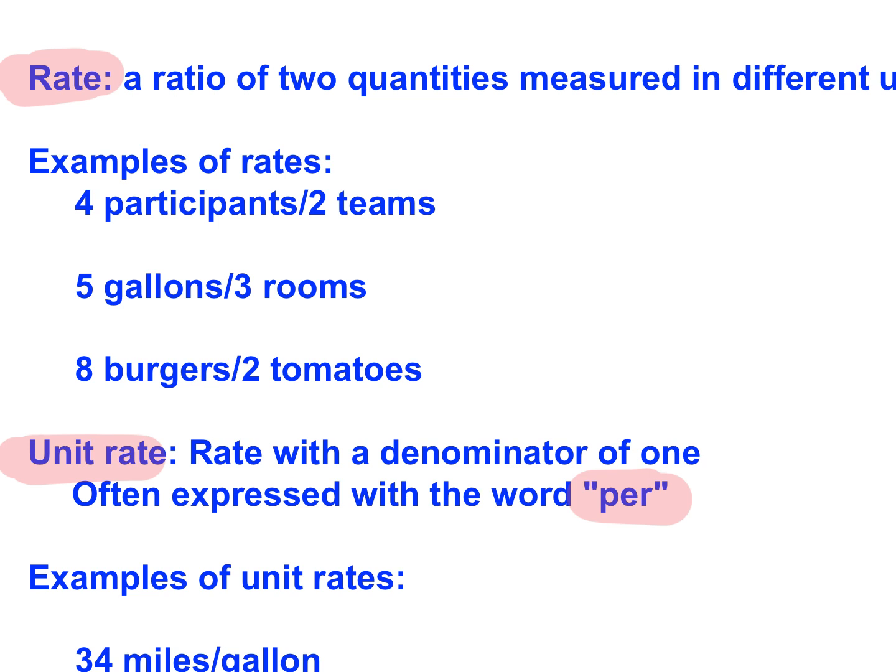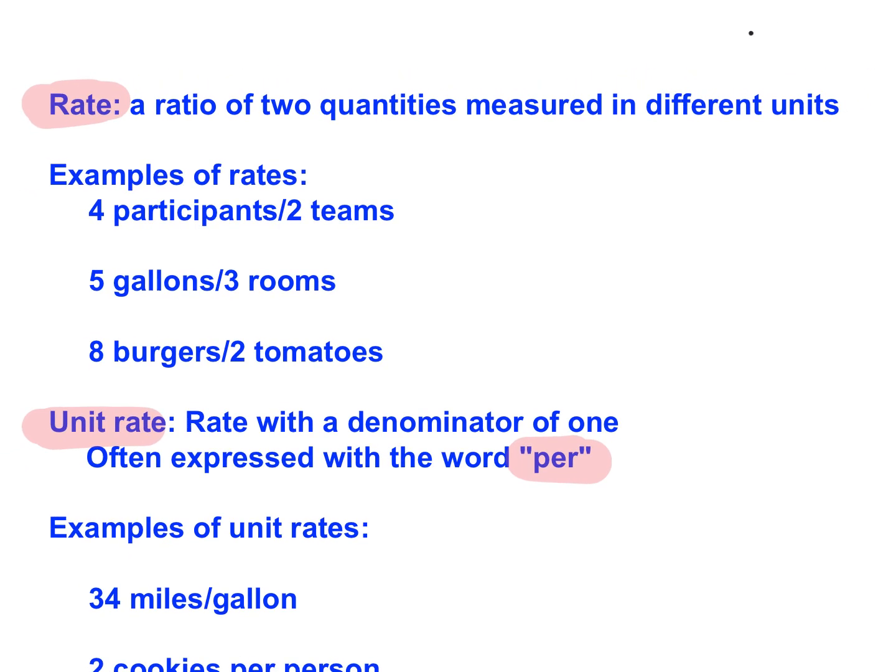All right, so here are two definitions for us to understand. So a rate is just a ratio of two quantities being measured in different units. So really, a rate is like a ratio that we've already talked about. So here are a couple examples of rates. 4 participants for every 2 teams. So every 2 teams I have, I'm going to have 4 participants. That's a rate because it's comparing 2 different things, participants and teams.